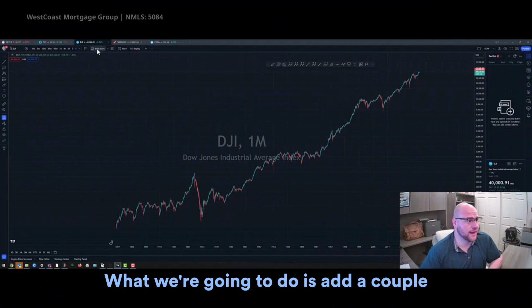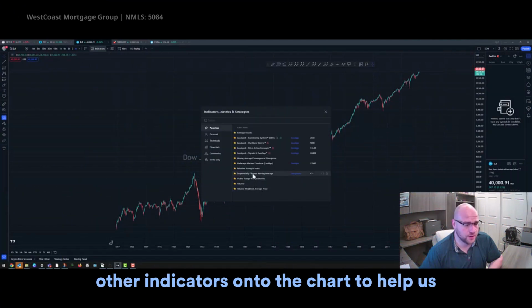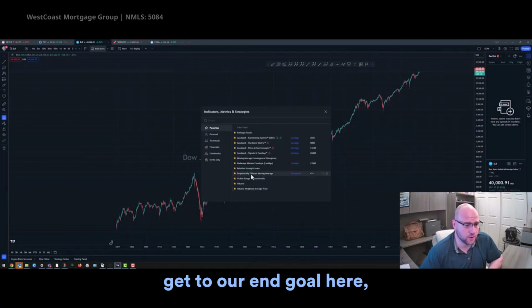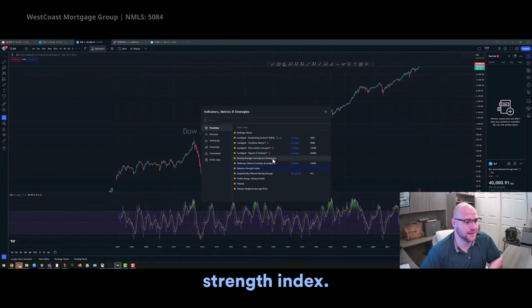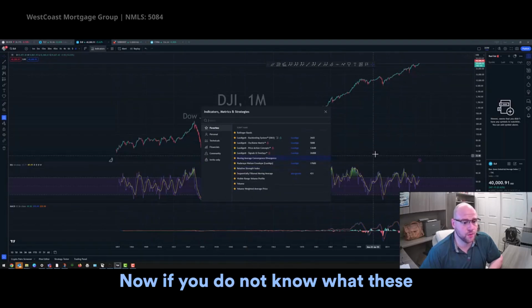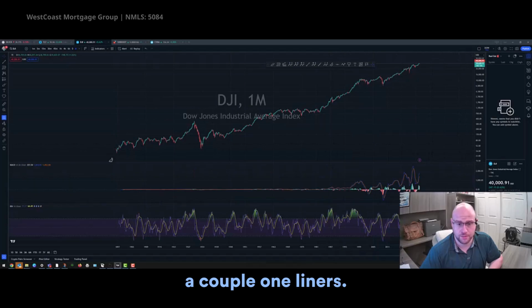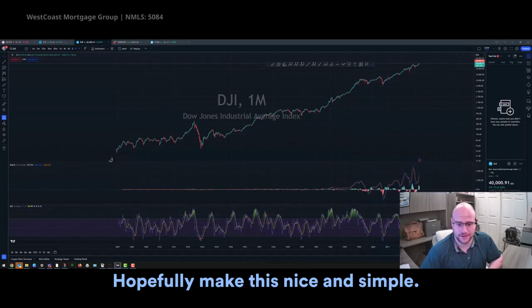What we're going to do is add a couple other indicators onto the chart to help us get to our end goal here. And we're going to start off with the relative strength index, and then we're going to go for divergence and convergence. Now, if you do not know what these are, I'll explain it real quick in just a couple one-liners. Hopefully make this nice and simple.